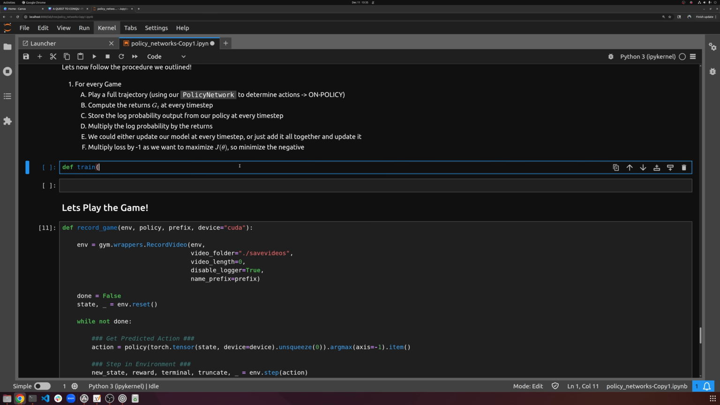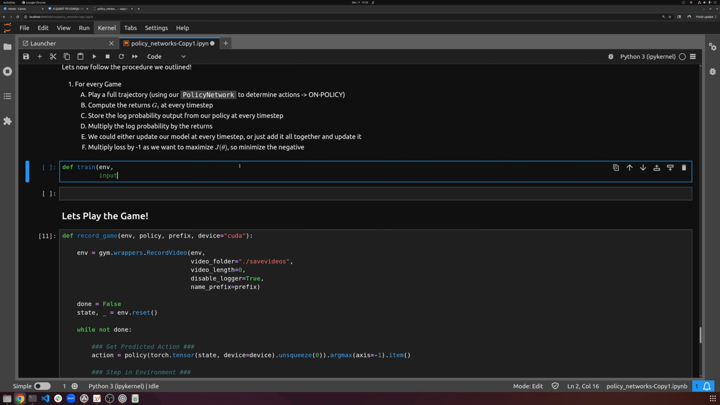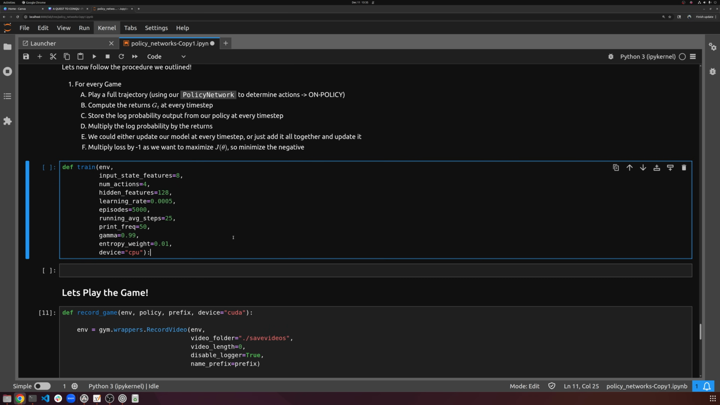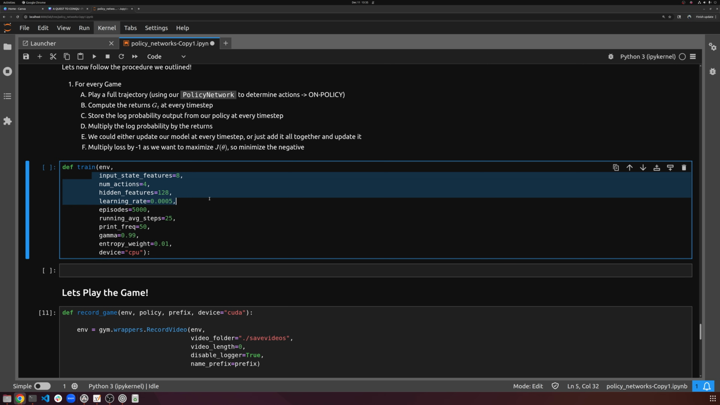So it's going to be def train. We're going to take an environment. We have our input. Actually, I'll just copy this line right here, so I don't have to type all of it out. But we have a couple of different things. We have our model definition. We have our neural network learning rate.